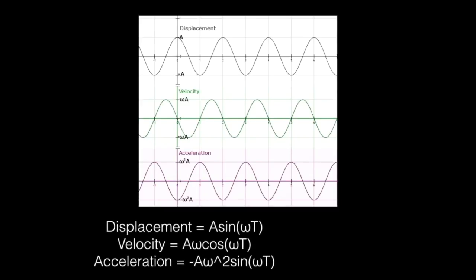So the equations for the displacement, velocity, and acceleration graphs are shown. Displacement is A sine omega t. Velocity equals A omega cosine omega t. And acceleration is negative A omega squared sine omega t. And omega is 2 pi over T. It's the angular frequency, the frequency in angular motion.